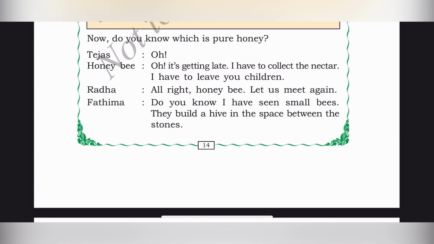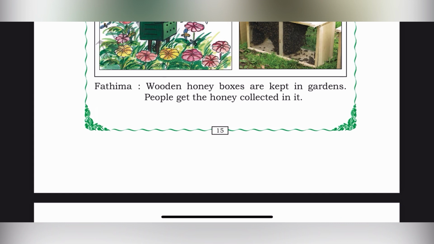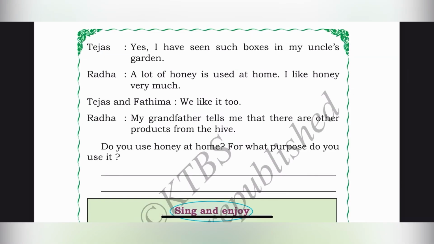So children, now let us move on to the next session. Next, Fatima adds on to the conversation. Fatima: Wooden honey boxes are kept in the gardens. People get the honey collected in them. Tejas: Yes, I have seen such boxes in my uncle's garden. Radha: A lot of honey is used at home. I like honey very much. Tejas and Fatima: We like it too. Radha: My grandfather tells me that there are other products from the hive. Do you use honey at home? For what purpose do you use it?